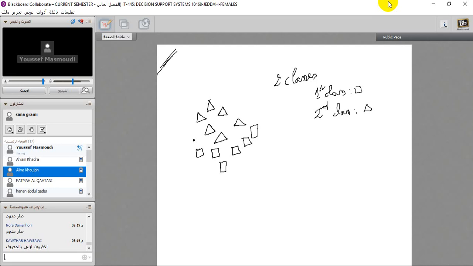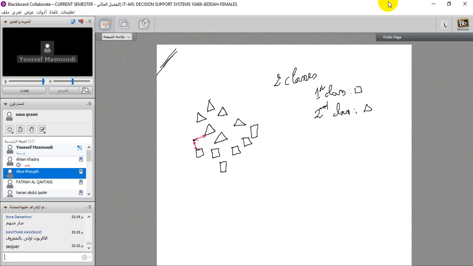Where are the neighbors of this point? Who are its nearest neighbors? The neighbors could be triangles and squares. Okay, if we take the nearest neighbor, it is the square, because if you measure the distance between this point and this triangle, and this point and this square, you'll find it is closer to the square, right? So you may answer and say that this point will be with the squares. Okay.